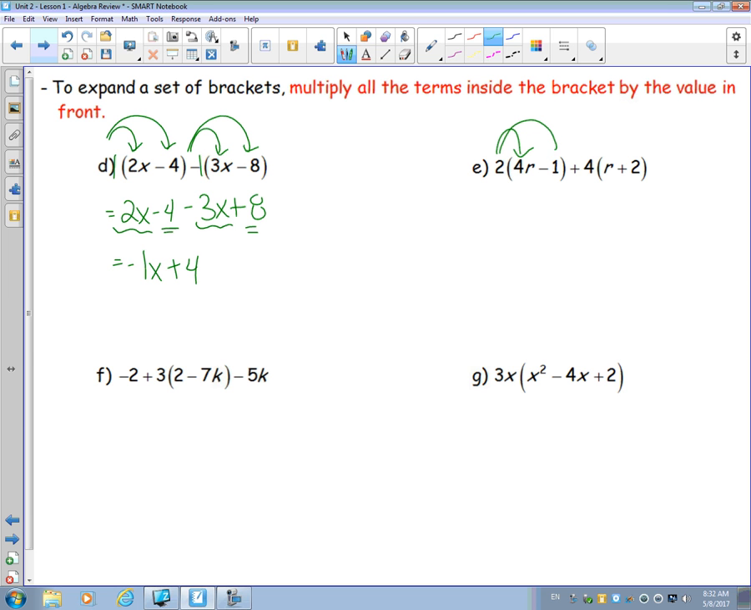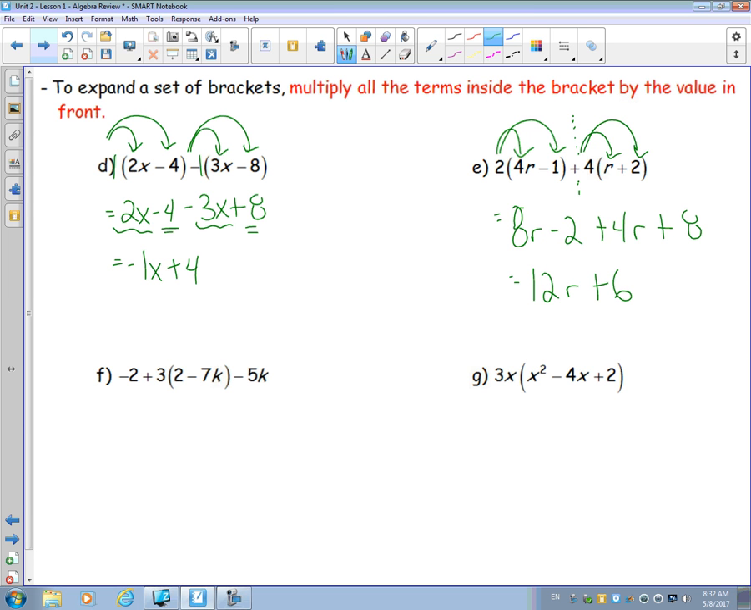2 times 4, 2 times negative 1 is 8r minus 2. And when I see a plus sign, it separates things into two parts. So the 4 multiplies with the next section. I'm going to get 4r and plus 8. Again, I have some like terms. We'll collect them. And we'll get 12r plus 6.